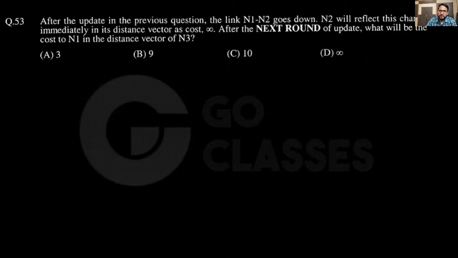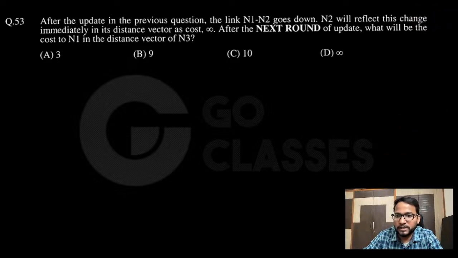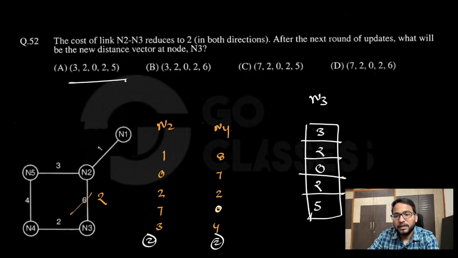Now let's just see this linked question, which is question number 53 in the same year, which is GATE 2011. Now what they are saying is, after the update in the previous question, I just updated N3, but they are saying you need to update all of them. This will not update only N3. One iteration will update everything. You have to update N1, you have to update N2, you have to update N3, like that, right?